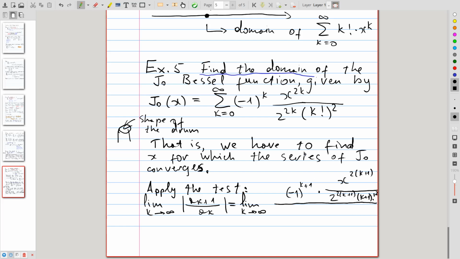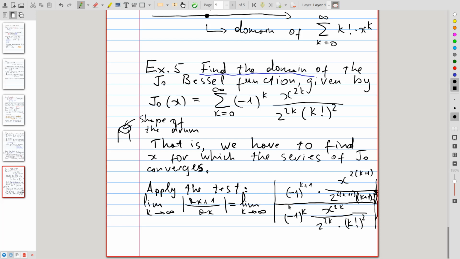And on the bottom, we will put minus 1 to the k. We'll just rewrite this expression: minus 1 to the k, x to the 2k divided by 2 to the 2k times k factorial squared. And then we have a big pair of absolute values on top of everything.